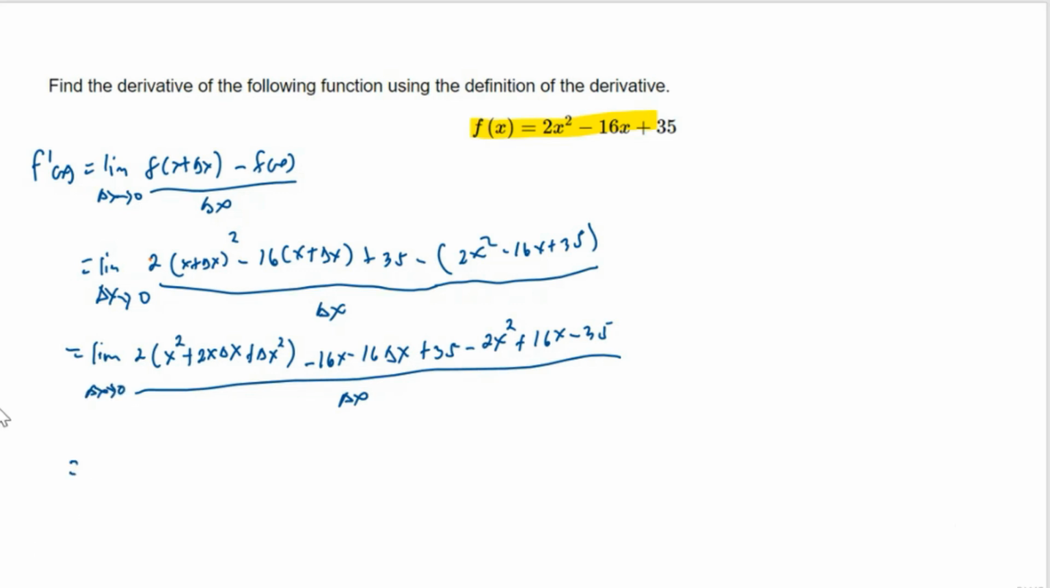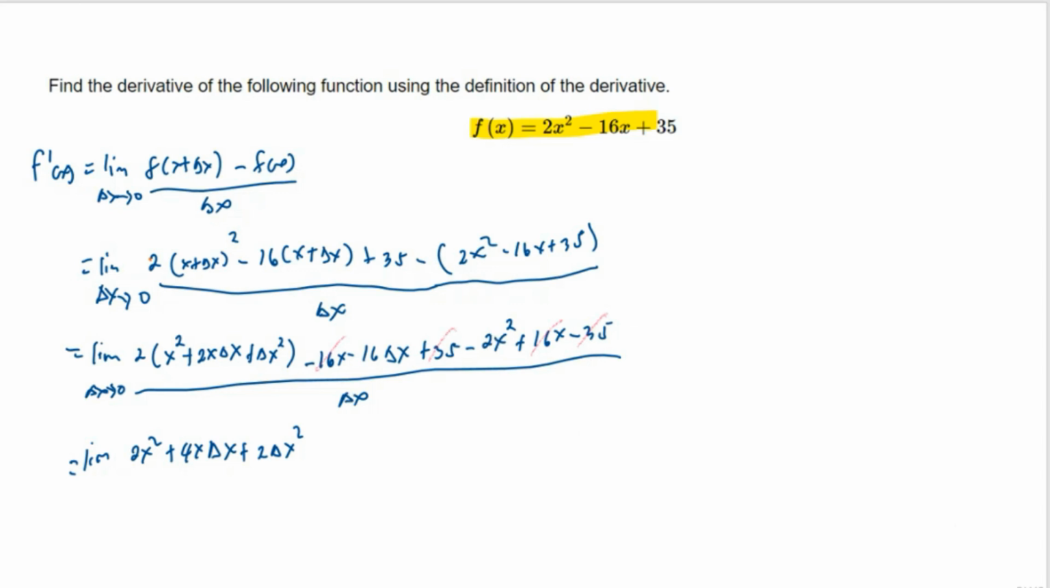We need to simplify again on the first term, so we use the distributive property. We have the limit of 2x squared plus 2 times 2x delta x, which is 4x delta x, plus 2 times delta x squared, which is 2 delta x squared. The remaining terms we can simplify as well. Negative 16x cancels with positive 16x, as well as the positive 35 and the negative 35, because they are additive inverses.